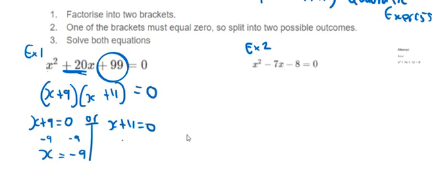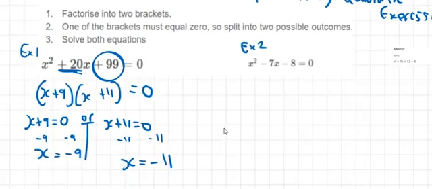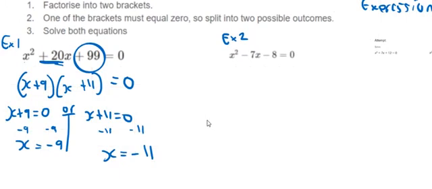If x plus 11 equals 0, we subtract 11, subtract 11. So x equals minus 11. Therefore, either x equals minus 9 or x equals minus 11. So we get two possible answers there, minus 9 or minus 11. So like what I was saying, we usually get two answers with these. Let's have a look at the second one here then.